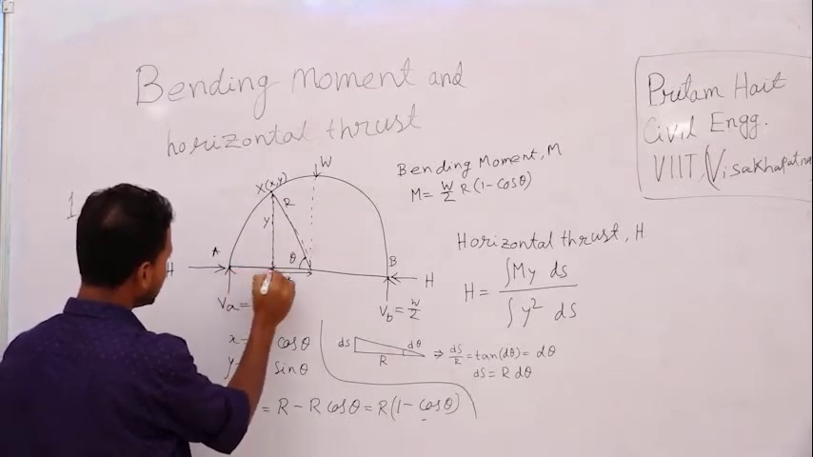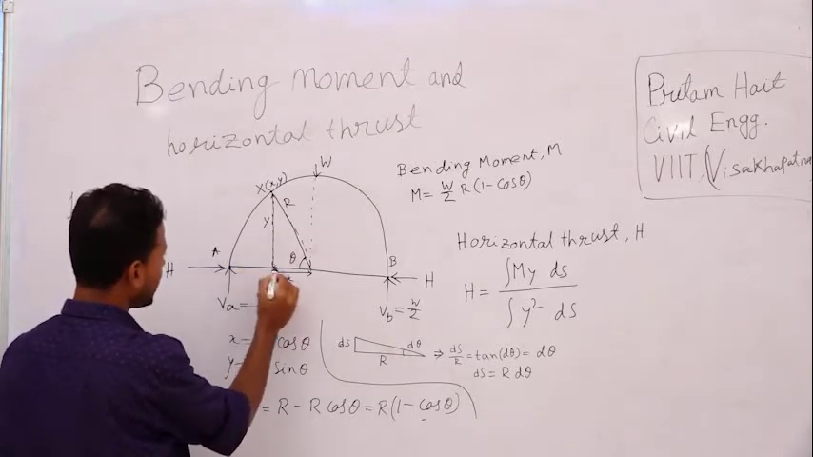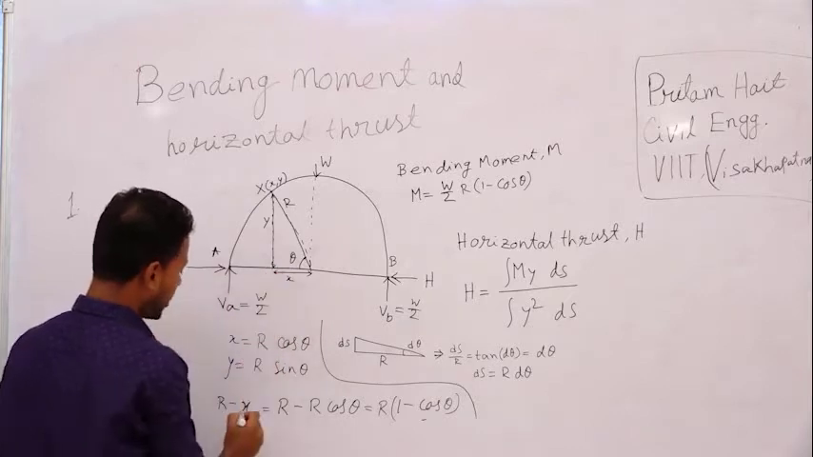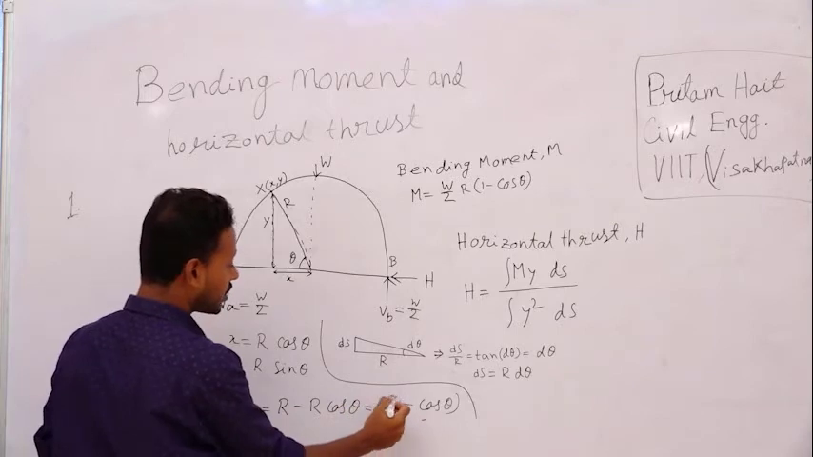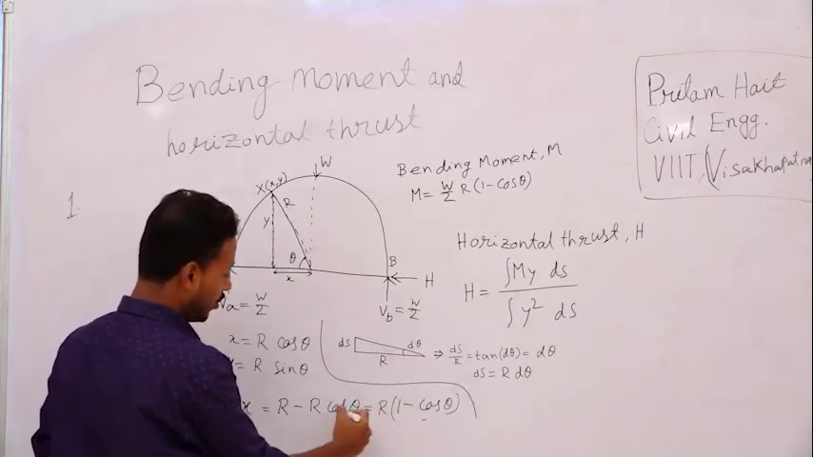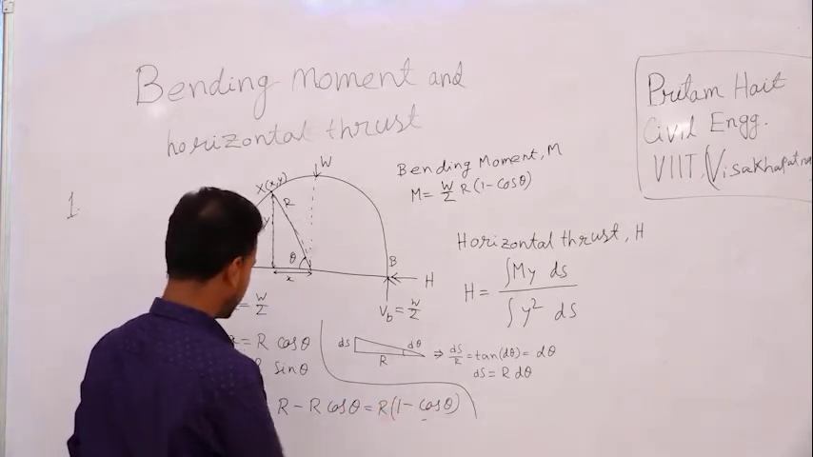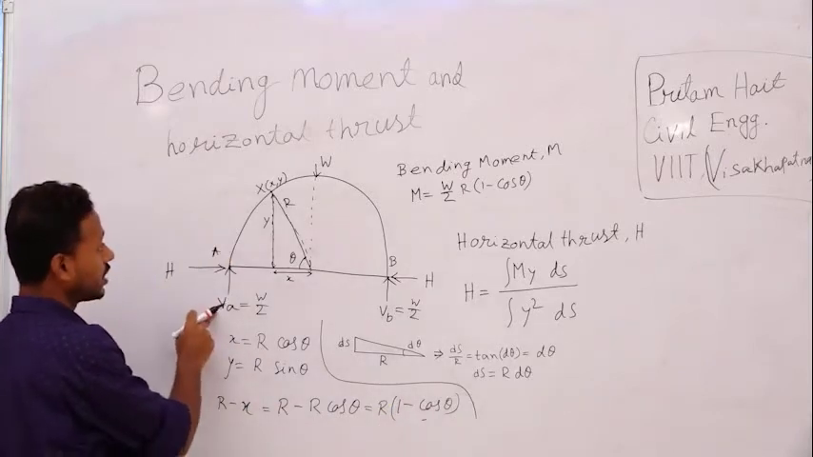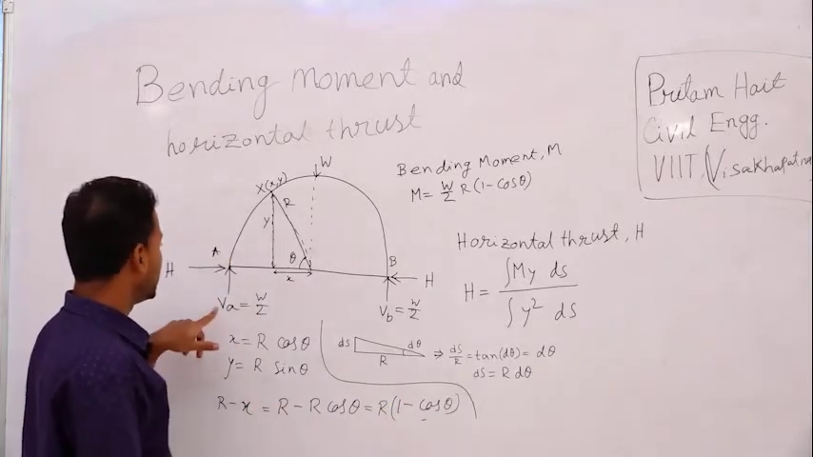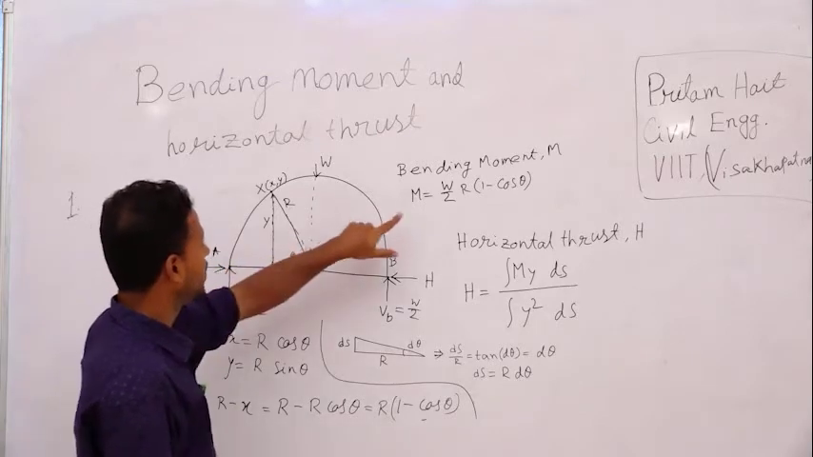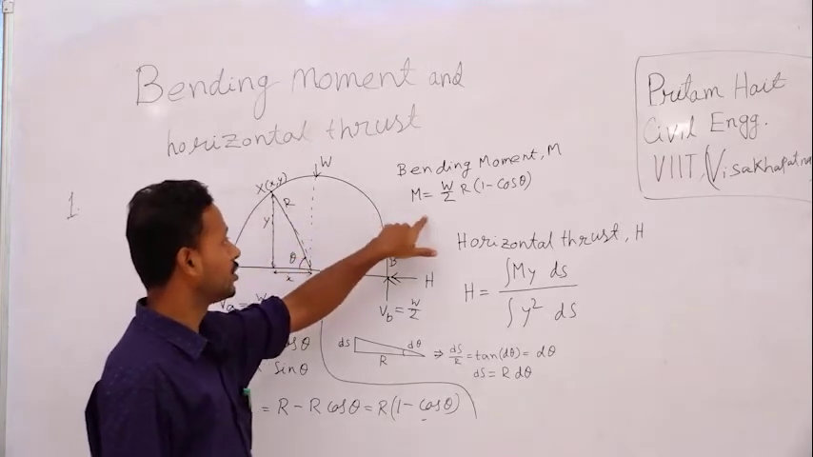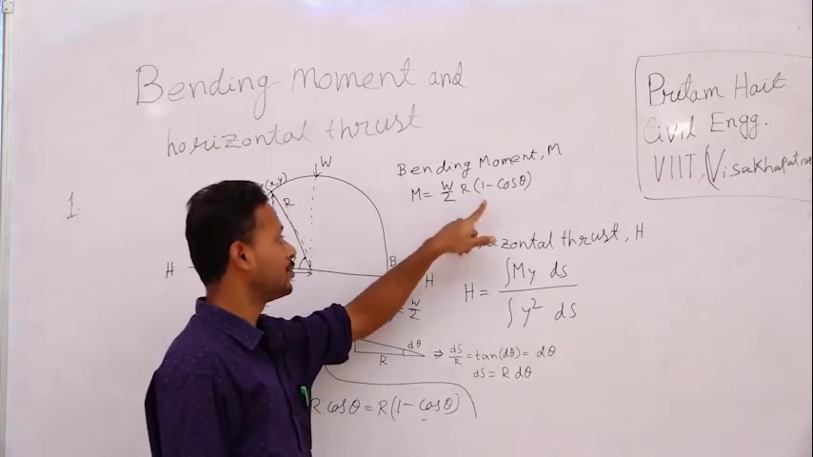So VA into this distance. What is this distance? r minus x is this distance. So r minus x is r minus r cos theta, which is r into 1 minus cos theta. So this is the lever arm of VA. If I multiply VA with this distance, I will get the bending moment at this point. So M equals W by 2 into r into 1 minus cos theta.